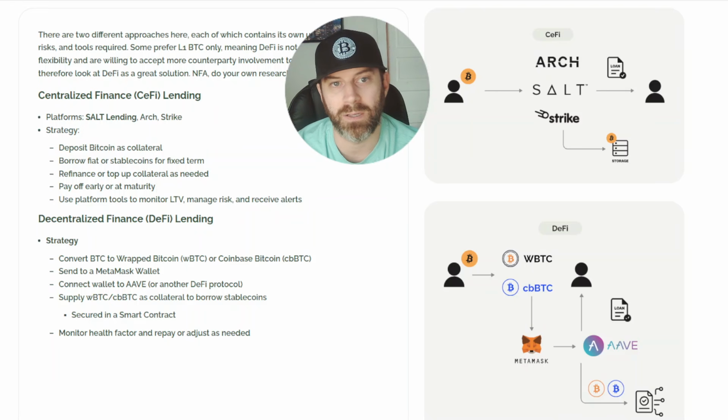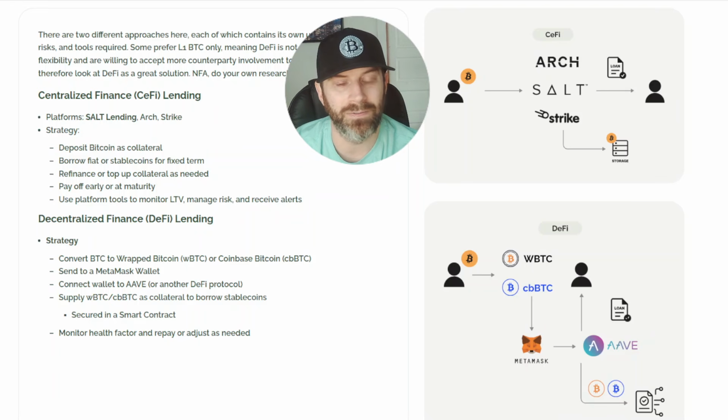That's where I work. That's where I think the best tools, rates, features, terms, people, experience exist. But there's others out there as well. Arch Lending, Strike, Ledn, Unchained. There's others like Debifi, Lava, HODL HODL. But anyway, there's a lot of resources out there that allow you to do this.